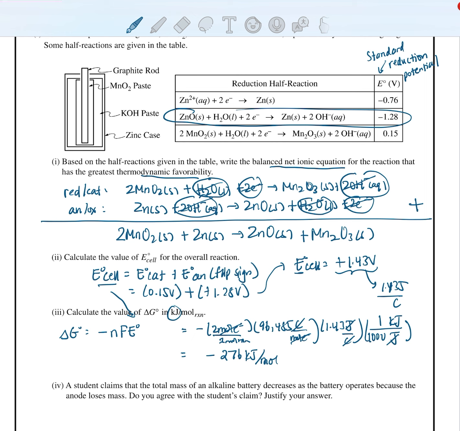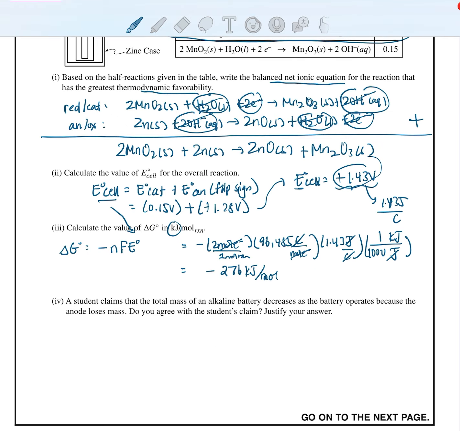So again, the negative value of your delta G means, yes, this is actually a spontaneous redox reaction. Gibbs free energy is being released. And I can tell that from this positive Ecell value as well.